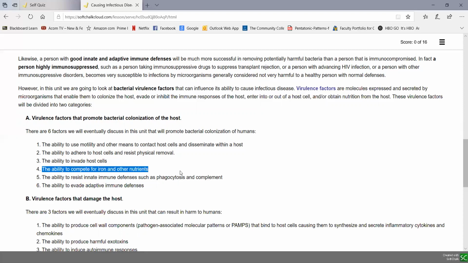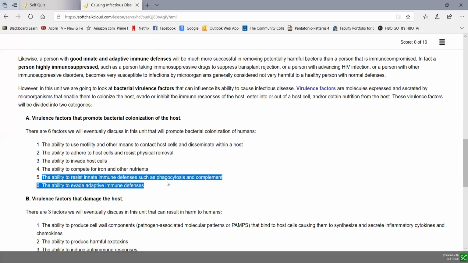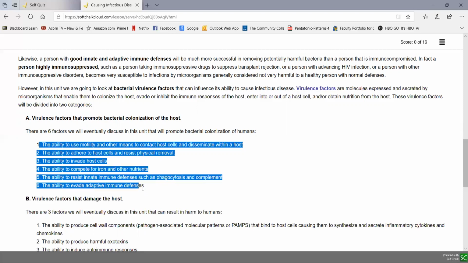Keep in mind, the microbes are going to have to be able to compete with human cells and other microbiota for the same nutrients. The ability to resist innate immune defenses, things like phagocytosis and the complement pathways. The ability to evade adaptive immune responses. So often it's a combination of many of these factors that enable a bacterium or other microbe to colonize our body.